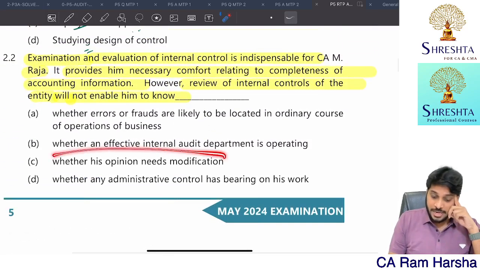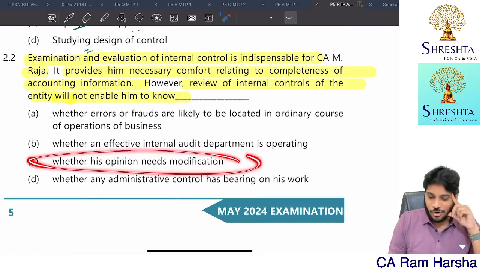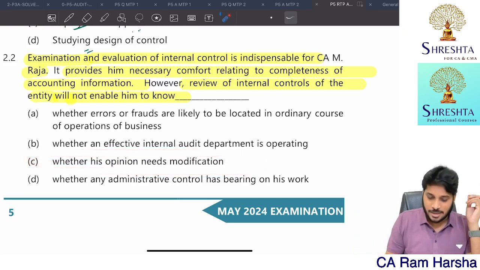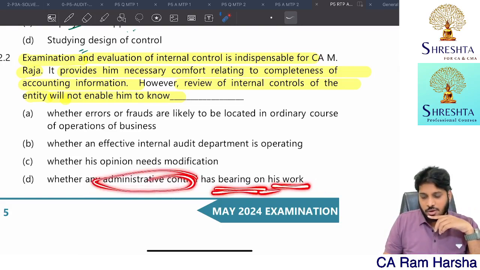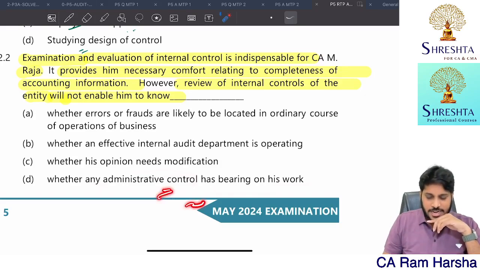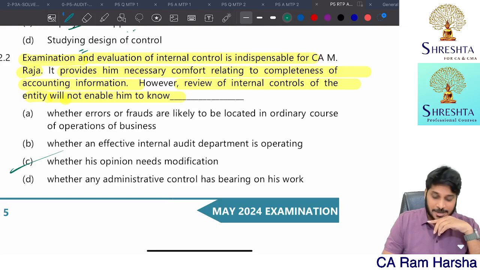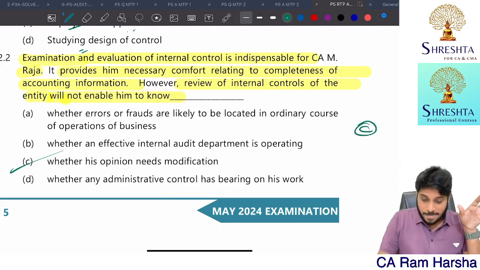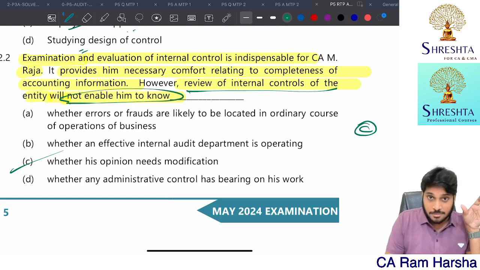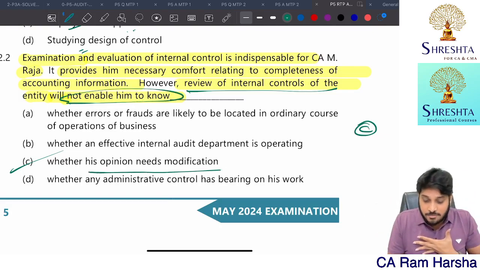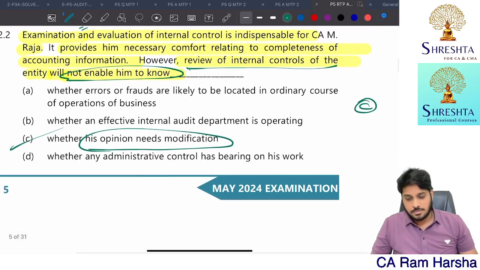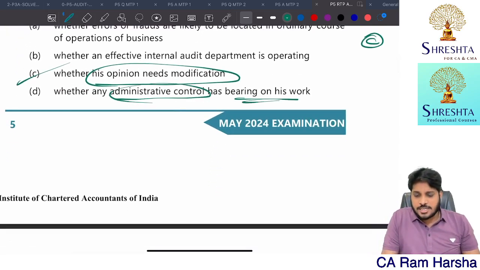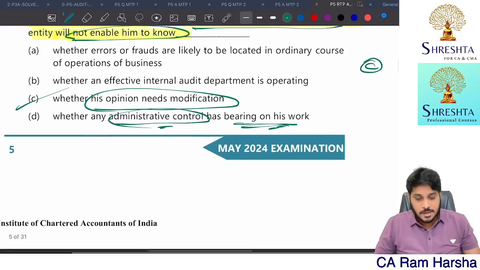No. Whether his opinion needs to be modified? Based on controls alone, we can't know. Only based on controls, we can't give an opinion, right? Whether any administrative control has bearing on his work. So, whether any important control. So, I think the option is C. Only by verifying control. However, review of internal control will not enable him. Reviewing internal control will not enable me to modify the opinion directly. It's not possible. So whether any administrative control has bearing means, is there any control that is important for me? Of course, by evaluating internal control, I'll get this. So the option is C.